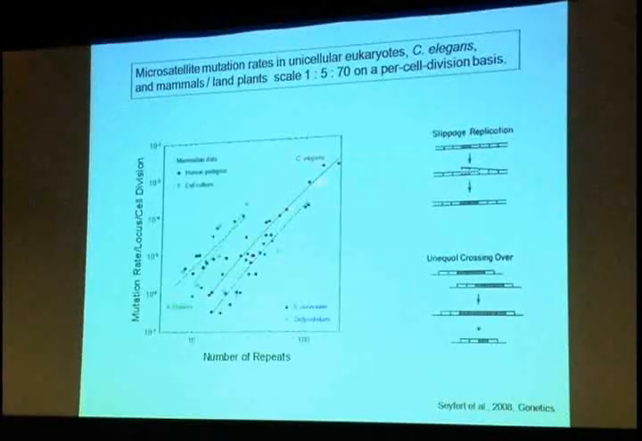Here's data from our lab on C. elegans, the nematode. So this is a multicellular organism, about 1,000 cells, but this is the mutation rate per cell division. So parallel to the yeast data, but the line is elevated, meaning there's a higher mutation rate per cell division. And here's the rate for humans and mouse and Arabidopsis, still higher. So the mutation rate per cell division is scaling 1 to 5 to 70 going from these unicellular to mildly multicellular, to very, very richly multicellular species.